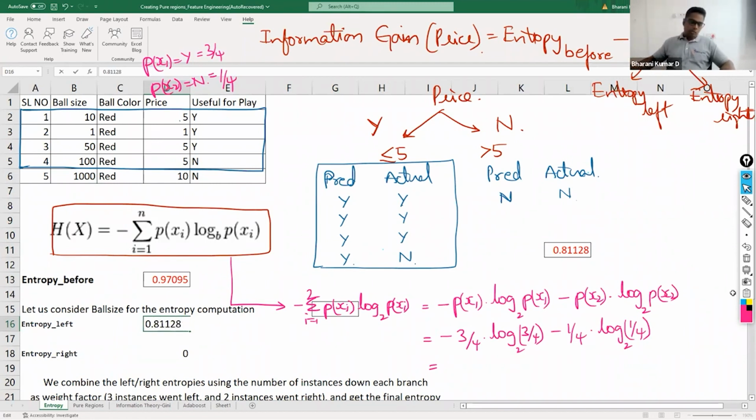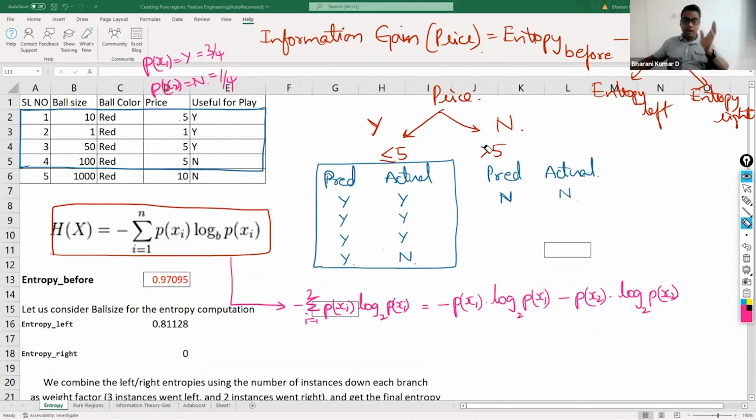Now let's calculate the entropy towards the right side. So the left side part is done. On the right side, it is only greater than 5. Greater than 5, how many do we have here? You have only one entry because we are doing it for price. Price greater than 5, how many do we have? Only a single entry. So take this one.